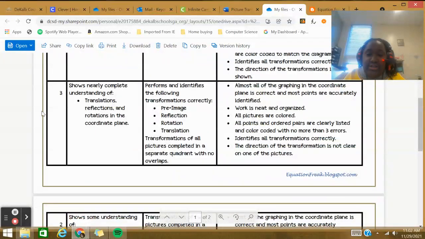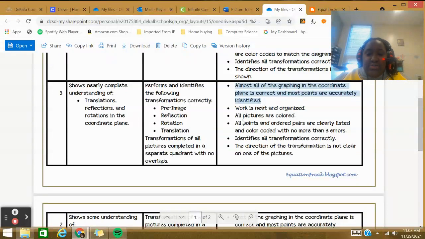To get a 3 is a 75%. Okay, to get a 3, you show near completion of a complete understanding of translation, reflection, and rotation. You perform and identify the following transformations correctly. You have a pre-image, a reflection, a rotation, and translation. Transformation of all pictures completed in a separate quadrant with no overlaps. Okay. Almost all graphs in the coordinate plane are correct, and most points are accurate. So this is where the difference is. Almost all. So not every point is correct in your coordinate plane.